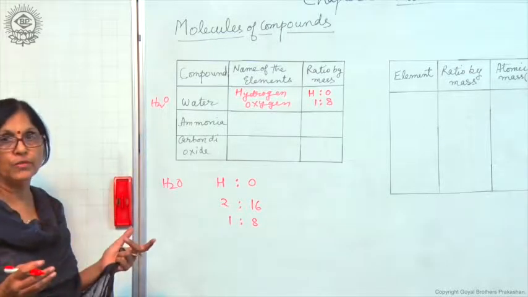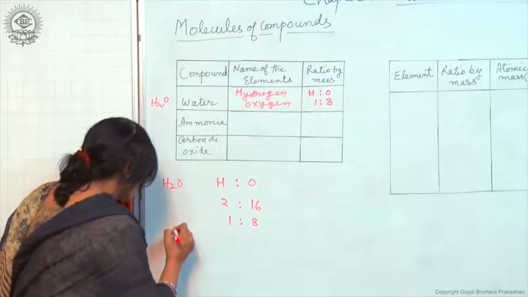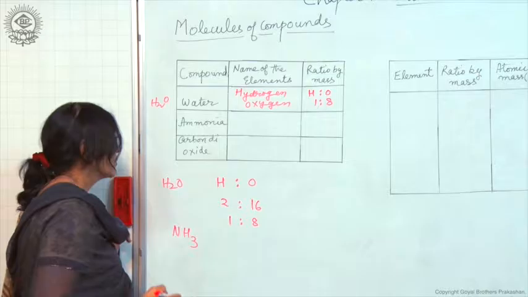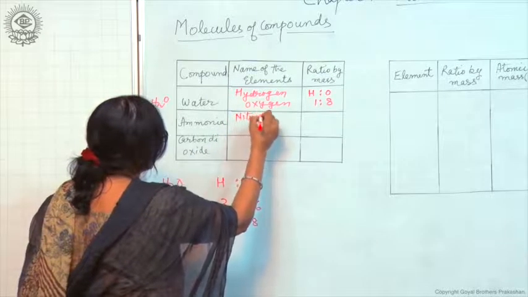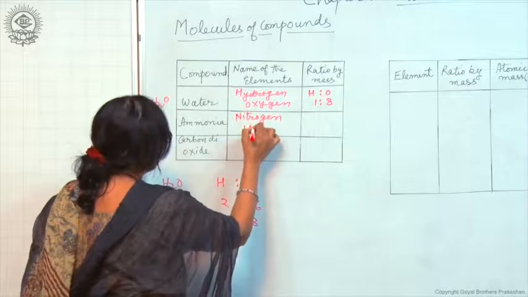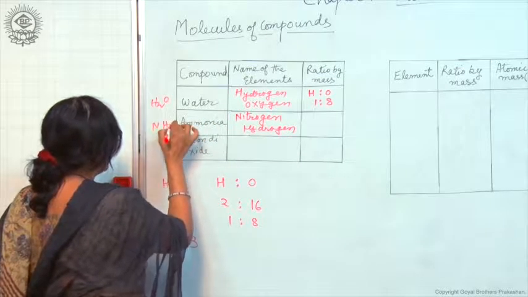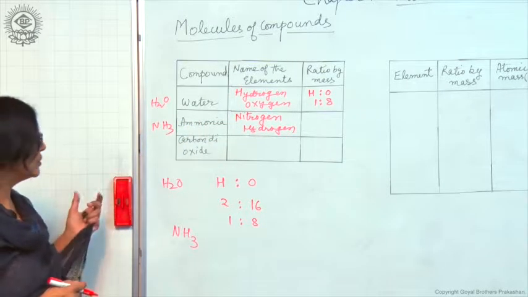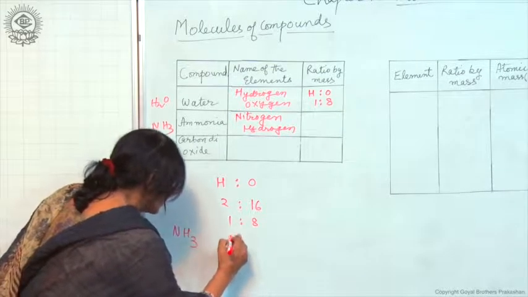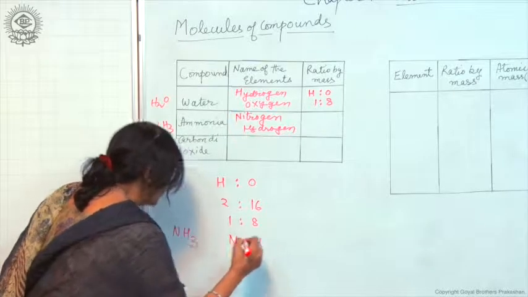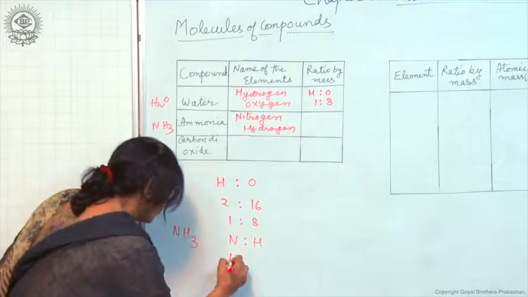Now think about the formula of ammonia. You all might be knowing it. It is NH3. So now write the names of the elements. It is nitrogen and hydrogen. Now we will find out the ratio of nitrogen to hydrogen present in the ammonia molecule. Nitrogen is to hydrogen. There is one nitrogen atom, its atomic mass is 14.